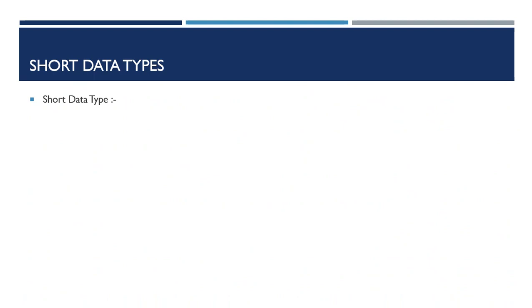So friends, the short data type takes 2 bytes to store data, whereas byte data type takes only 1 byte to store data. It means that our short data type is going to cover a larger range than the byte data type. Okay, so what are the values that my short data type represents?